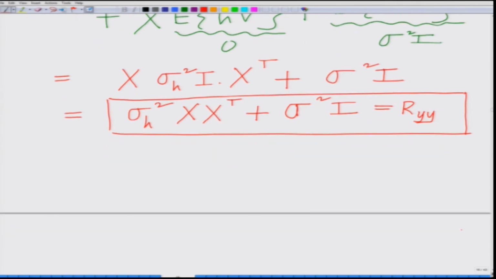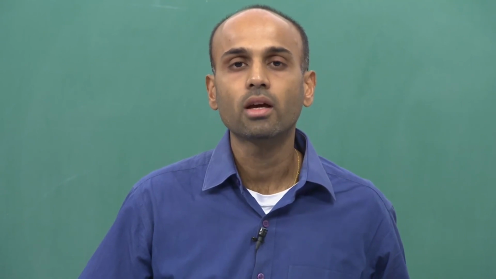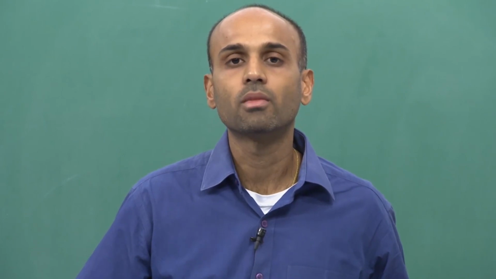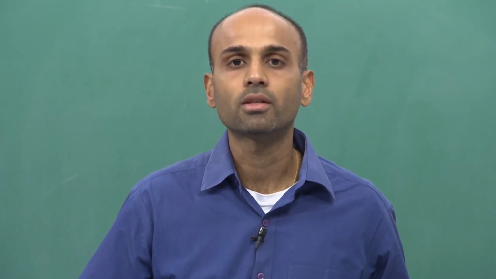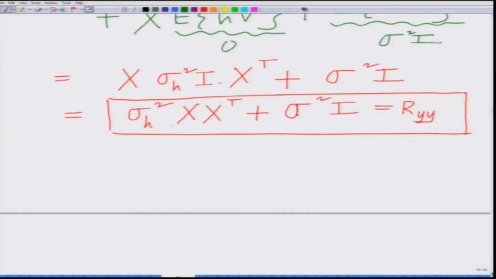Okay, R y y, the covariance matrix, which is the expected value of y bar y bar transpose, is sigma H square x x transpose plus sigma square times identity, where x, as you can recall, is the pilot matrix. Observe the dimensions of this matrix: x is n cross m, x transpose is m cross n. So, R y y is basically n cross n, and this identity matrix is naturally also n cross n.